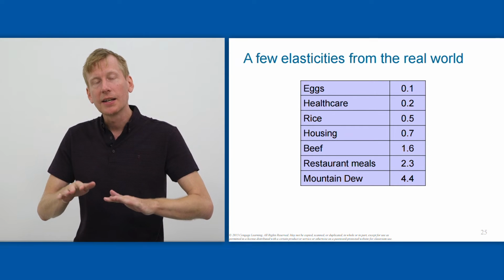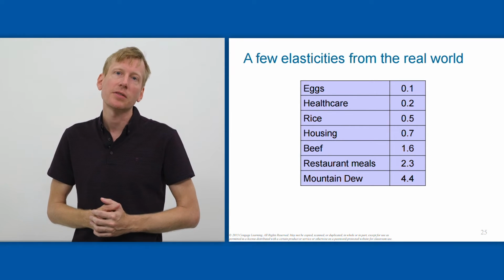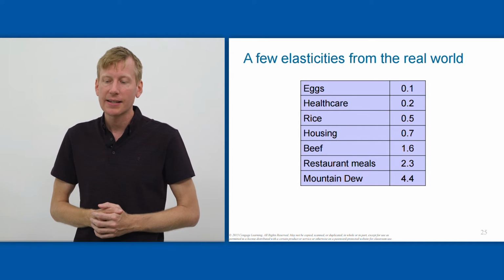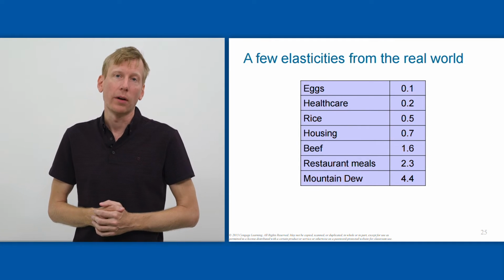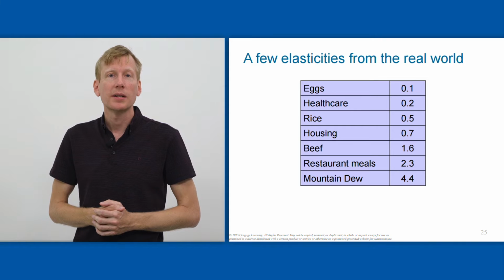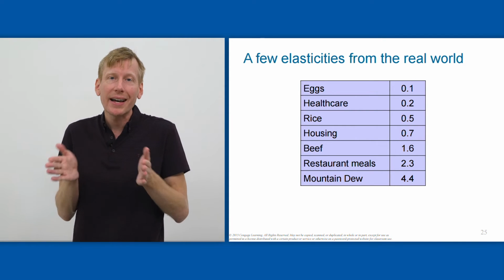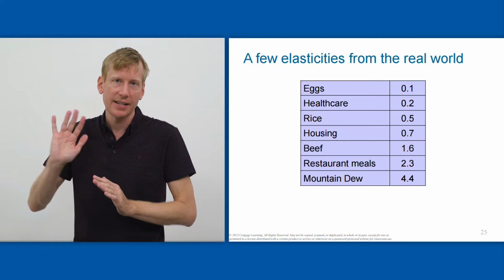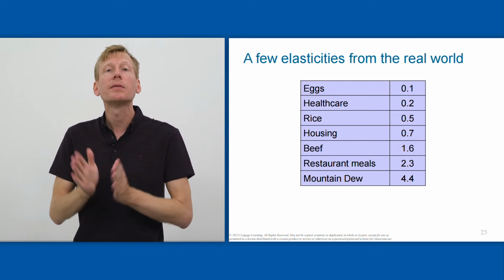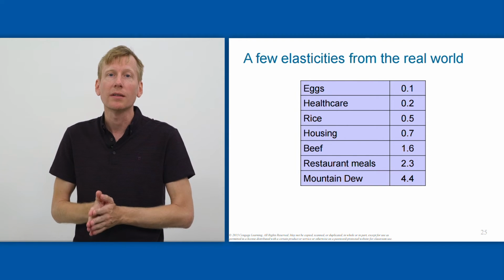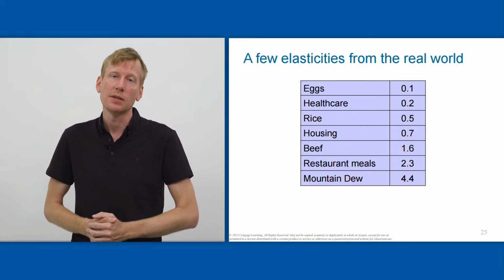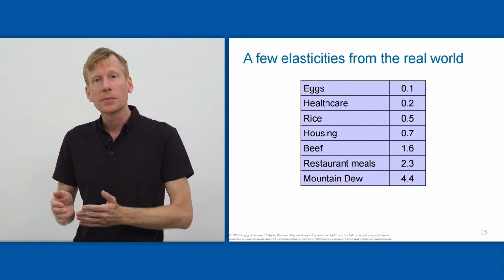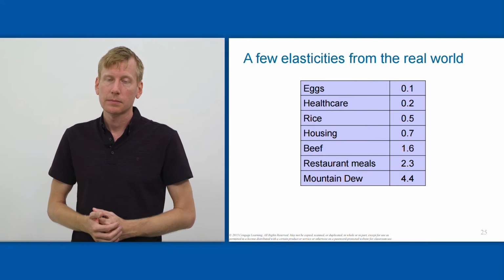Last on that list is one specific brand of soft drink called Mountain Dew, with an estimated own price elasticity of 4.4. That estimated own price elasticity of 4.4 is quite high, specifically because Mountain Dew, in addition to being a luxury, not a necessity, not something you need to live, is a very narrowly defined good, which as a result has many, many, many close substitutes. More close substitutes than rice does, more close substitutes than beef does.